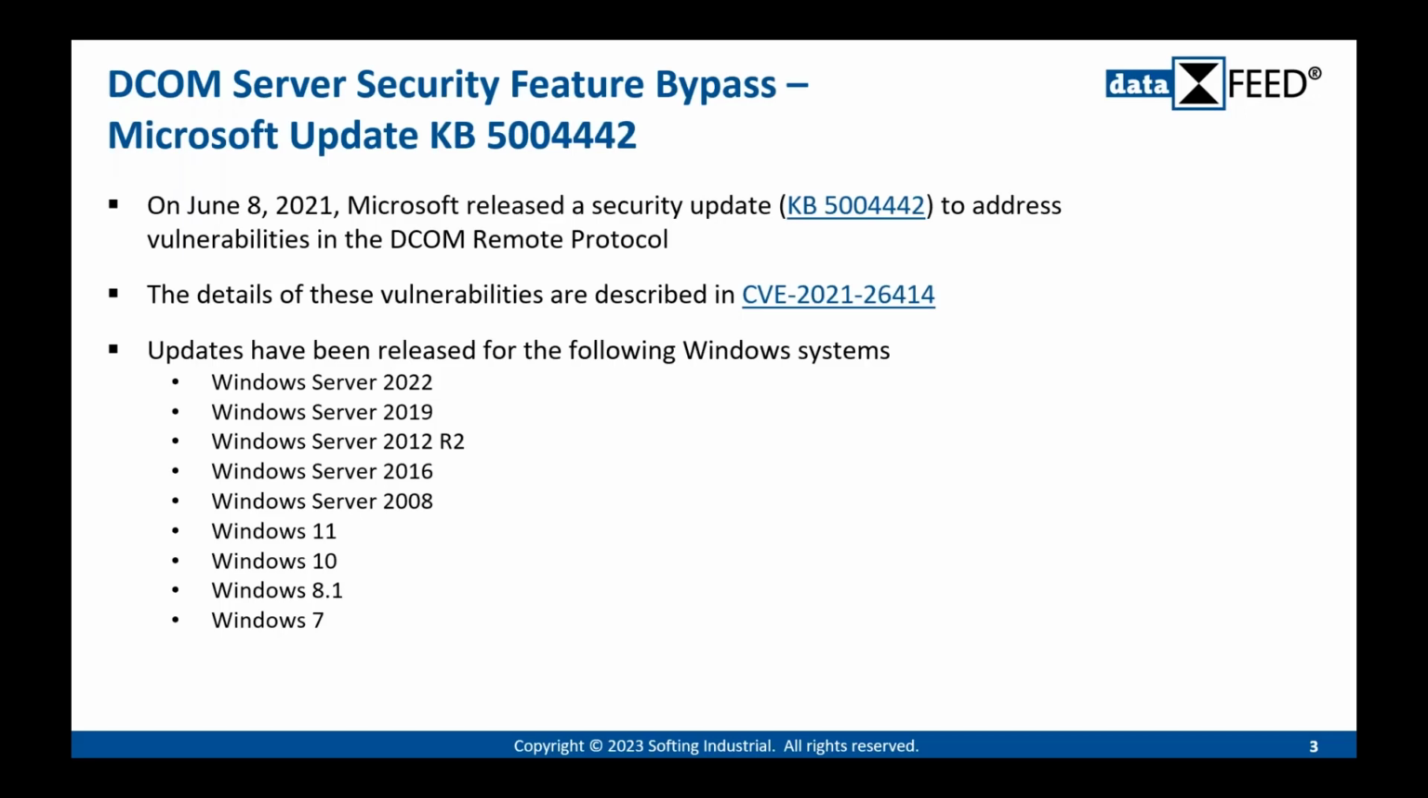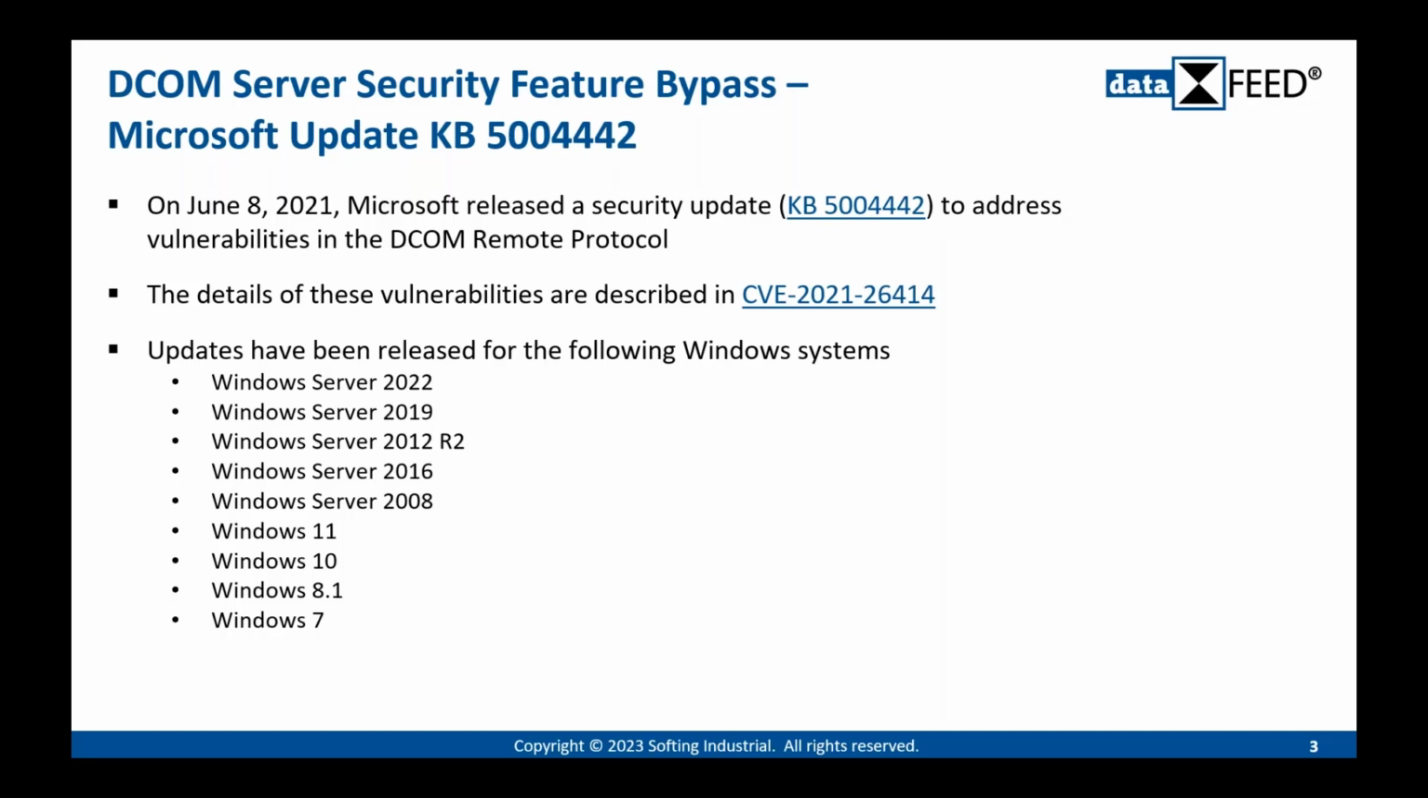Last year in June 2021, Microsoft released a security update, KB5004442, to address some vulnerabilities in the DCOM remote protocol. Some details are described in the CVE. For those of you who maybe don't know what a CVE is, CVEs are security bulletins announced by an organization, and in the CVEs some security topics are normally listed. Microsoft was affected by a security leak, and this was released with the CVE.